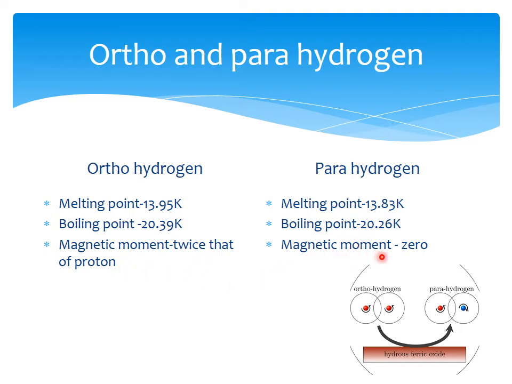But here, in para hydrogen, the magnetic moment is 0. One spins clockwise, the other spins anti-clockwise. So the clockwise spin is cancelled by the anti-clockwise spin, the plus of one and the minus of the other. So its magnetic moment is said to be 0.